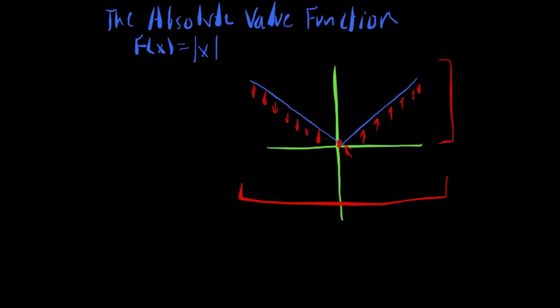It is bounded below, and as an end behavior, when x is approaching positive infinity, the limit of f of x is equal to positive infinity. And as x approaches -infinity, the limit of f of x is also approaching positive infinity. That is the absolute value function. The next function is the greatest integer function.